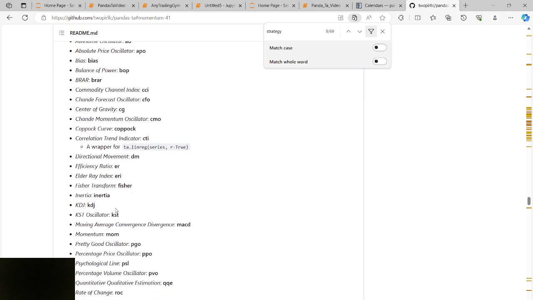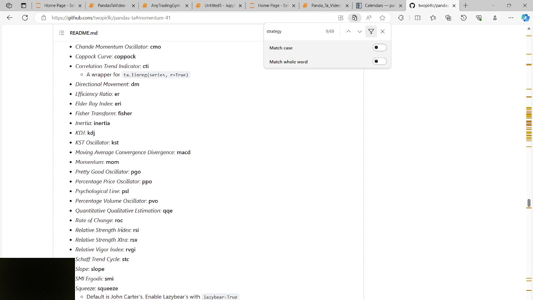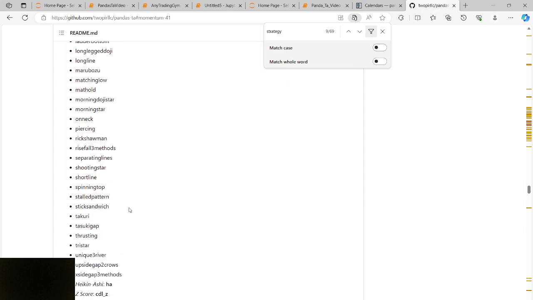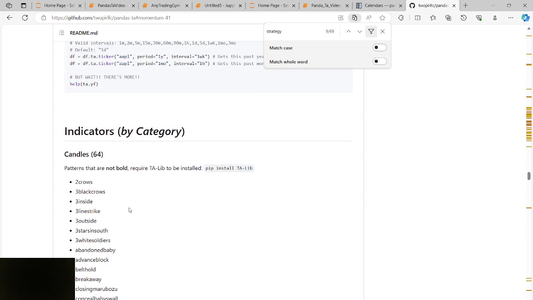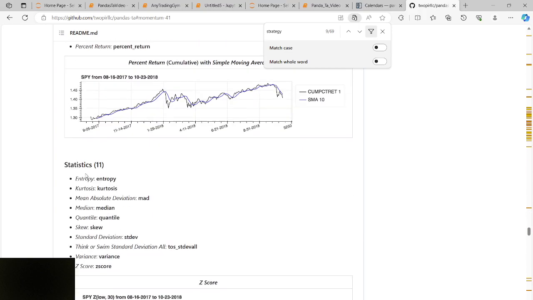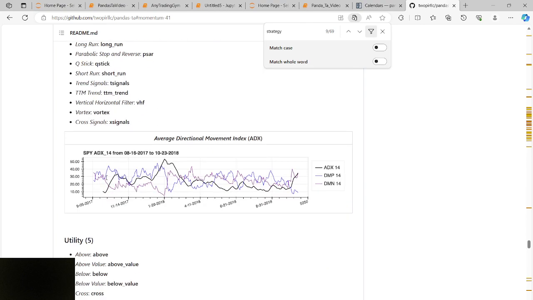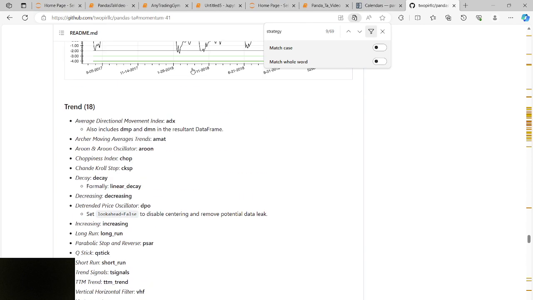You have MACD, moving average convergence divergence. You have the RSI, relative strength index. You have the slope, things people use. You even have the squeeze from John Carter's book, Art of the Trade, which is a really good book. You have all these candle patterns, and you can compute all these things. You also have statistics like skew, trend indicators, and things like that.